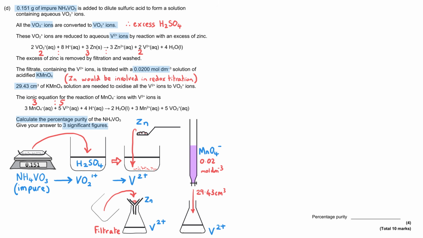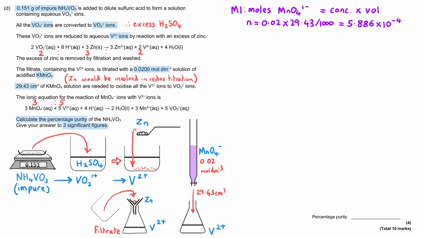The first thing that we need to do is calculate the moles of the MnO4- ions. It's a solution, so we do this by doing concentration multiplied by volume. So 0.02 multiplied by 29.43 needs to be divided by 1,000 to get that into dm³, and this gets us 5.886 times 10 to the minus 4 moles for the first marking point.